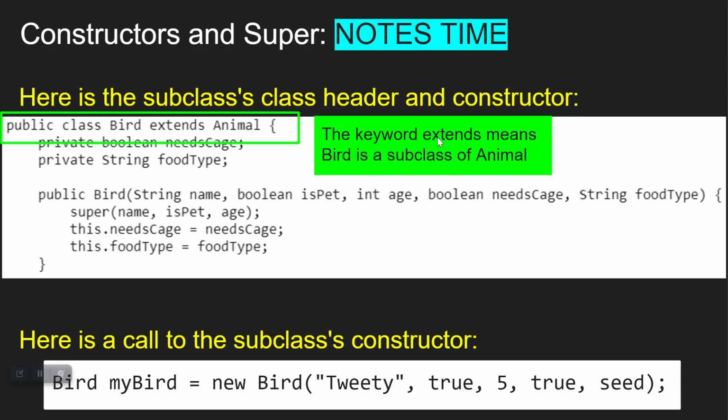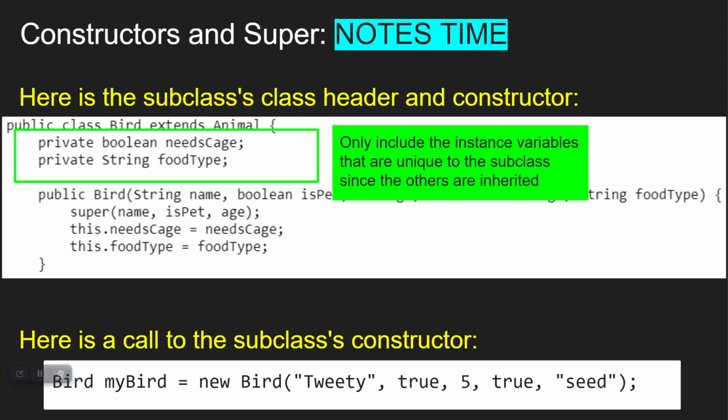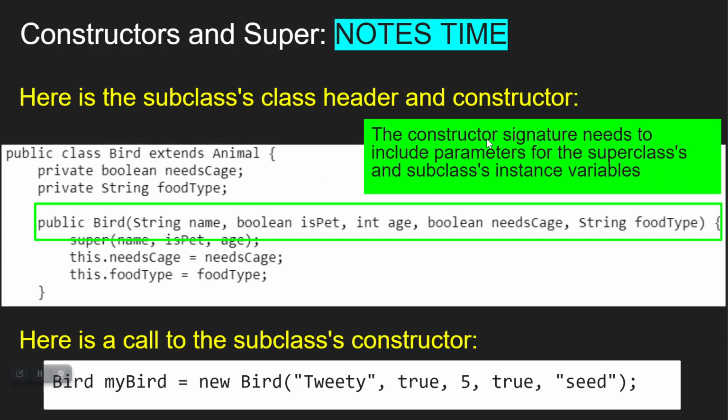So again, the keyword extends means that bird is a subclass of animal. So all of the instance variables and methods that are labeled public, we automatically get them. Next, the only instance variables I need to include in the bird subclass are the instance variables that are unique to that subclass, since the others are all inherited. And then down here, the constructor signature for the subclass needs to include the parameters for the superclass as well as the subclass's instance variables. So they all have to be included in this fully parameterized constructor header here.